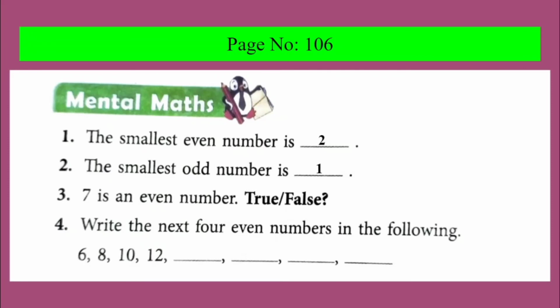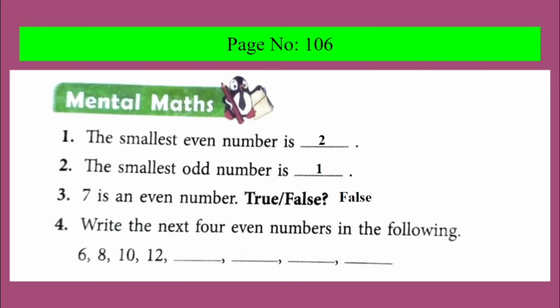Okay. Now look at question number 3. 7 is an even number. True or false? Here we have to say whether the statement is right or wrong. If the statement is right, then we will write it as true. And if the statement is wrong, we will write false over here. Okay children. So is 7 an even number? No. 7 is an odd number. Therefore the statement is wrong. So we will write false over here.